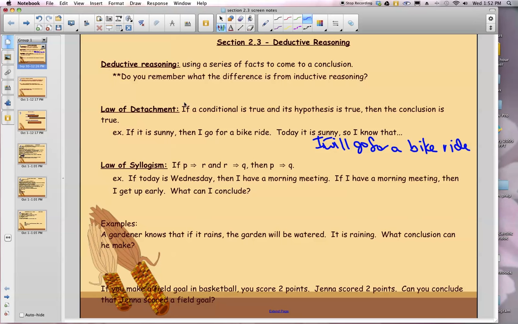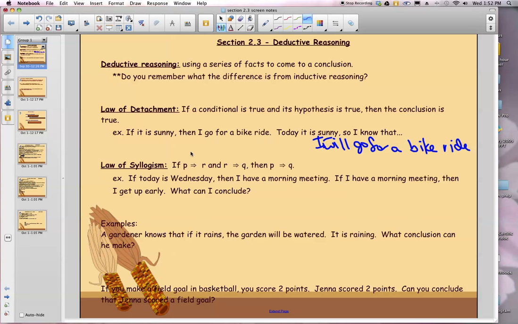That's how the law of detachment works. If you're given a conditional and the first part is true, then the second part will have to be true. That's what the law of detachment says. The second law that we're going to look at is called the law of syllogism.